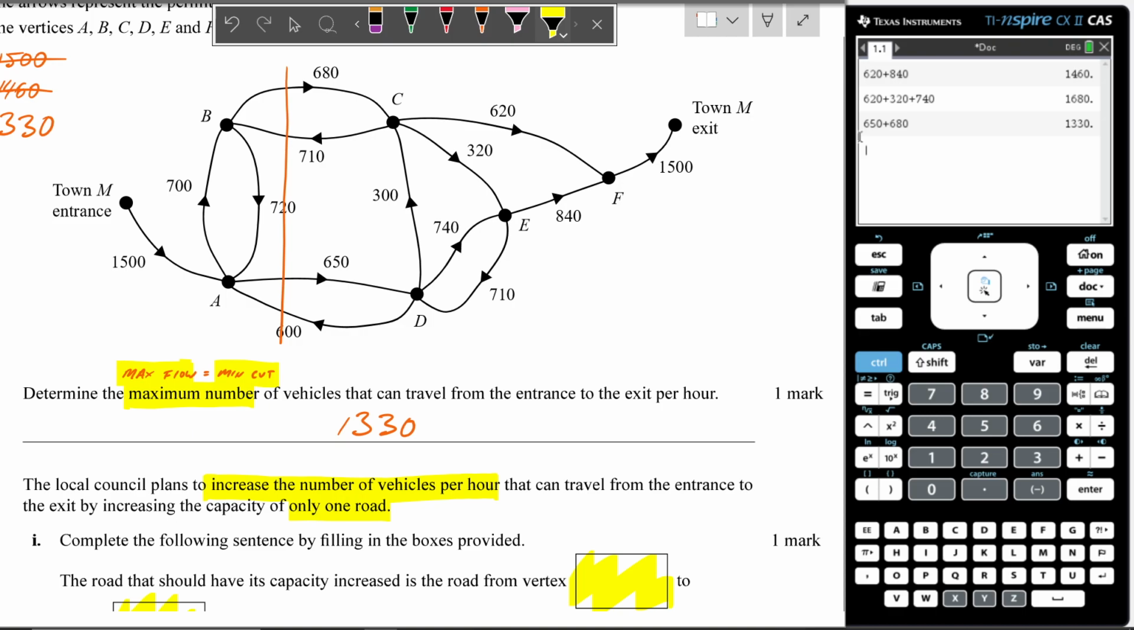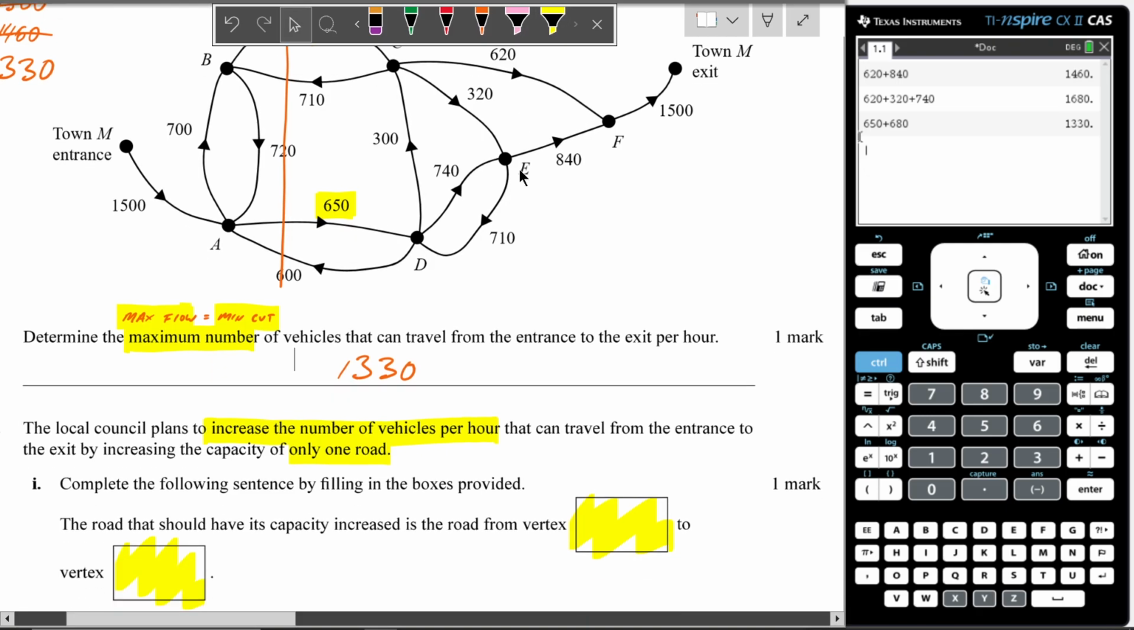Therefore, if I need to increase one road to increase the maximum flow, I'm going to have to either increase 680 or 650 because those are my minimum cuts. This is why this method is so powerful, because you now have a 50-50 chance of getting this correct. You're either going to increase 680 or 650 because you know if you want to increase your maximum flow, you need to increase something on your minimum cut.